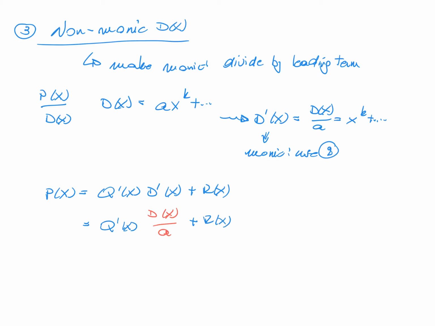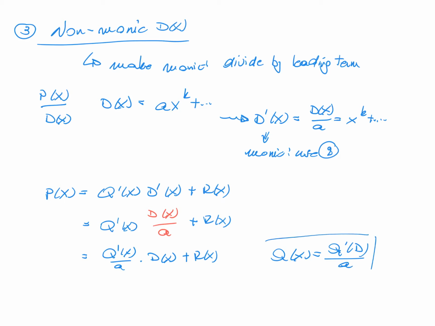And so to get p of x divided by d of x, we note that this is q prime of x divided by a times d of x plus r of x. And so q of x, the quotient by division through d of x, is just q prime of x, the quotient that we obtain when we divide by d prime, divided by a. So we have to divide the quotient from the monic division by the leading coefficient a.